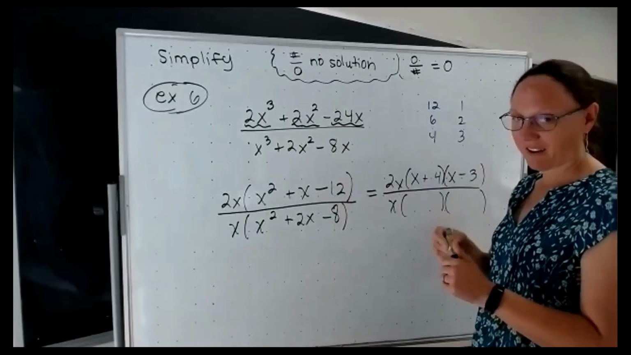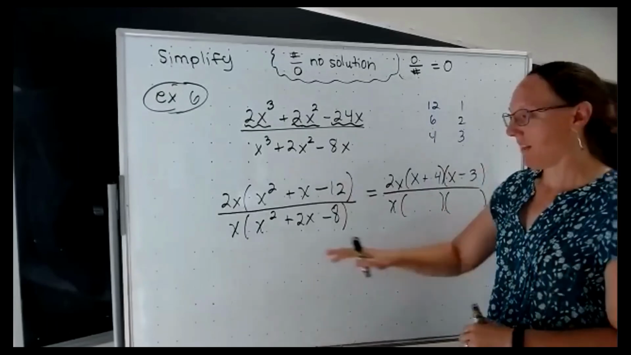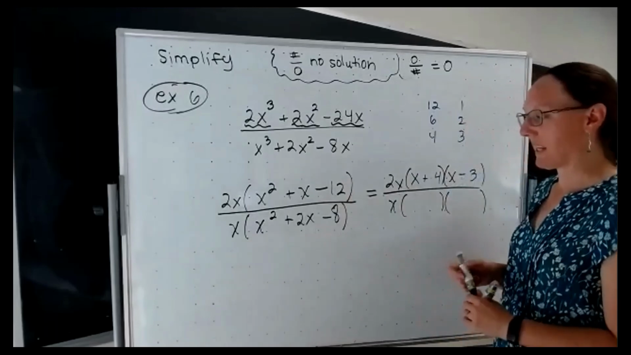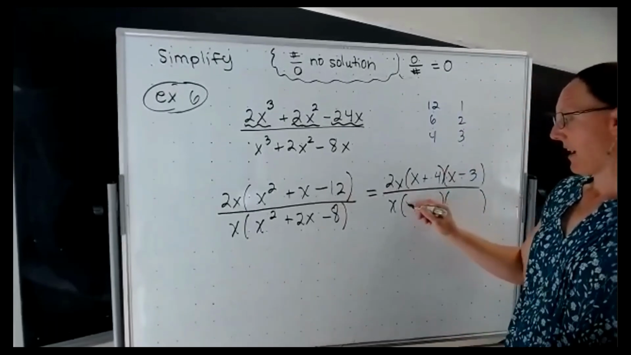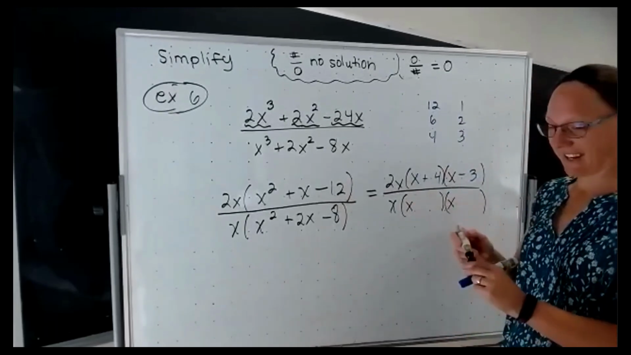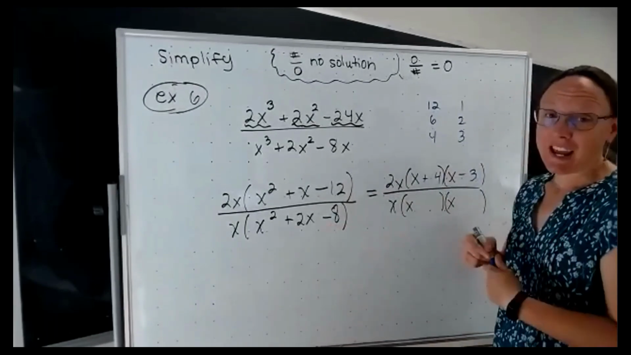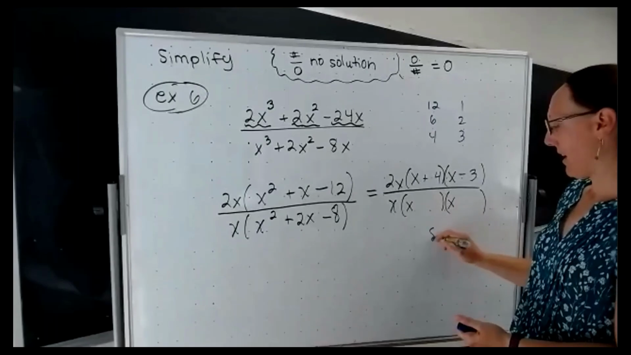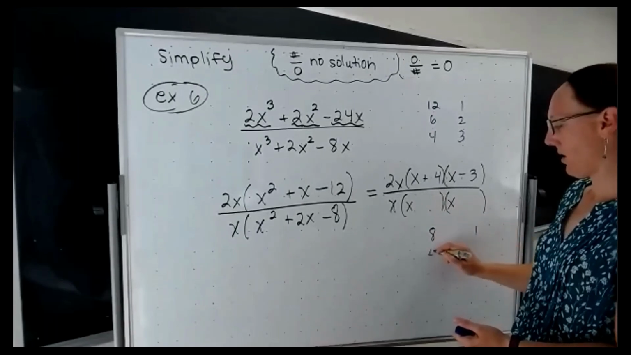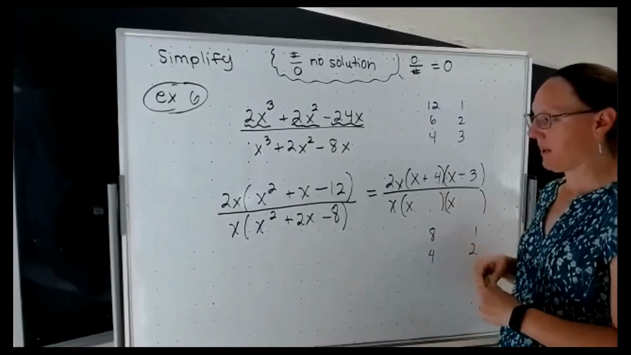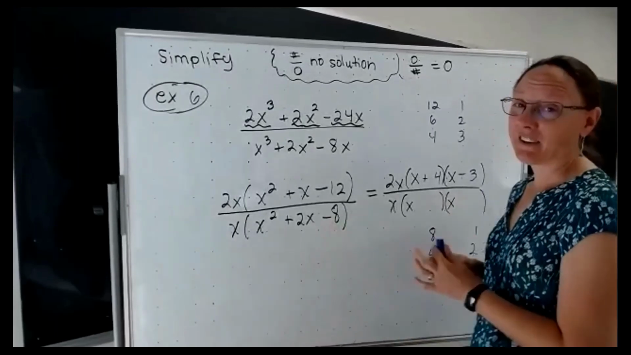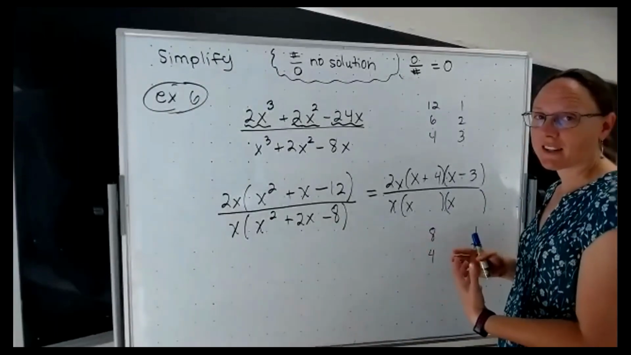In the denominator, I'm looking at that x squared plus 2x minus 8. So if this is going to factor, I'm going to need an x and an x. And then I'm thinking about those factors of 8. So to get an 8, I could have an 8 and a 1, or a 4 and a 2. Again, it's negative, so they're going to have opposite signs.